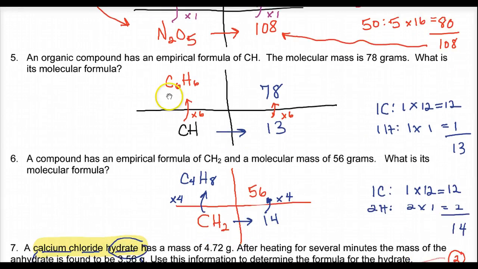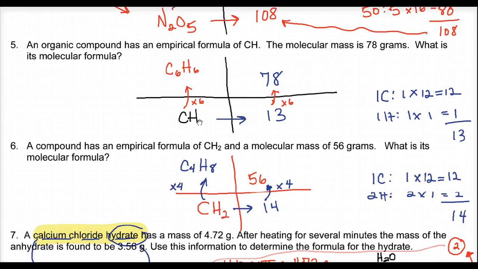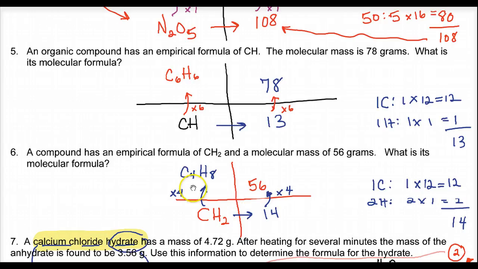Number 5, your answer is C6H6. Given CH, finding the empirical mass of CH, I get 13. And I know that 78 is what they give me. 78 divided by 13 is 6, or 6 times 13 is 78. So I times this by 6. Notice it's the same value. Multiply this by 6. 6 times 1 is 6 C's. 6 times 1 is 6 H's. And number 6, you should get C4H8 for the same reasoning. This should be easy.